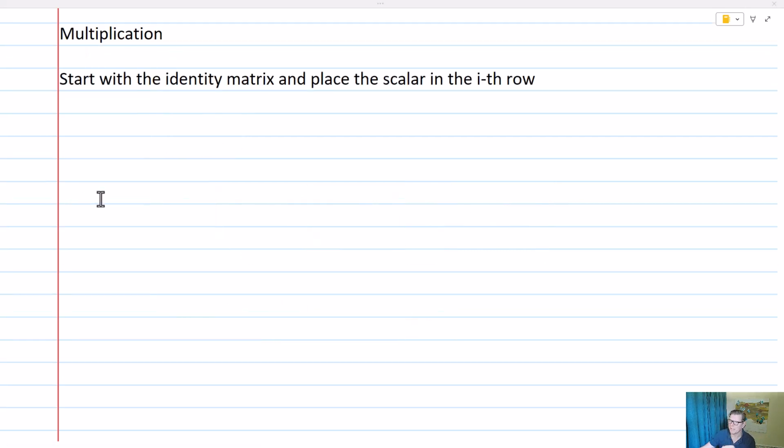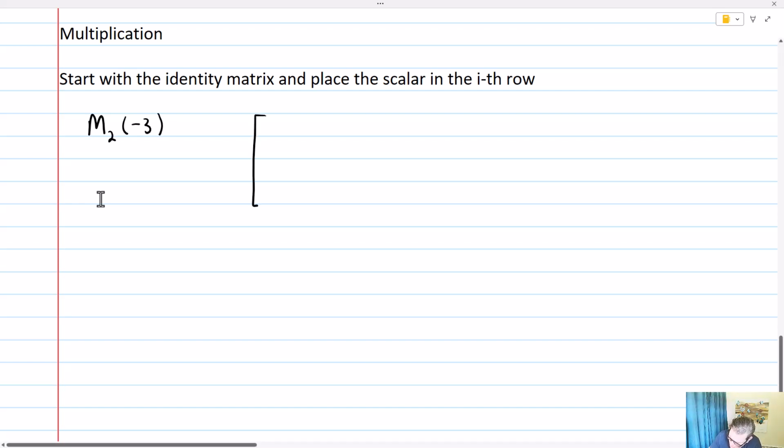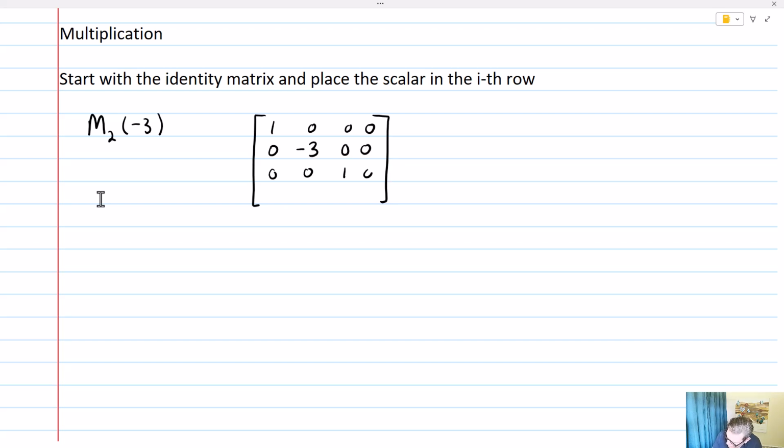Now let's look at multiplication. So multiplication, we're going to start with the identity matrix and place the scalar in the ith row. So what that'll look like is, say for example, I take M2 and I've got -3. And let's say that we're working with 4x4 matrices. So my 4x4 matrix is, we're going to have 1, 0, 0, 0, and then 0, and in the second row we're going to put a -3, 0, 0, 0, 0, 1, 0, 0, 0, 0, 1. So you'll notice we're going to place the scalar into the ith row, whatever this row is, okay? And everywhere else we're going to have a 1 along those diagonals.